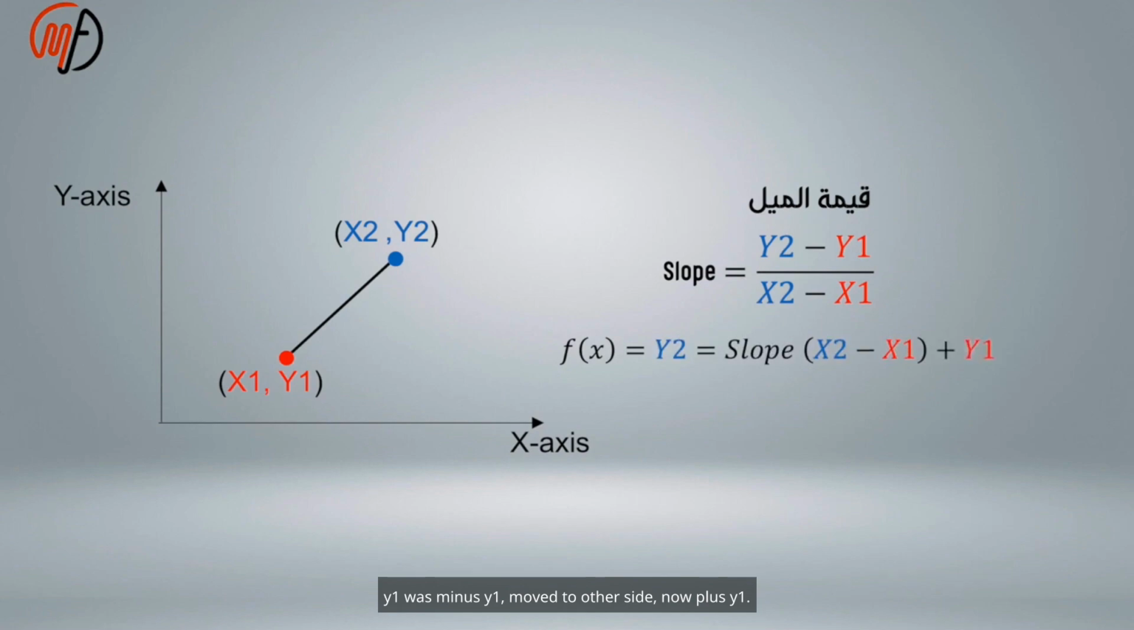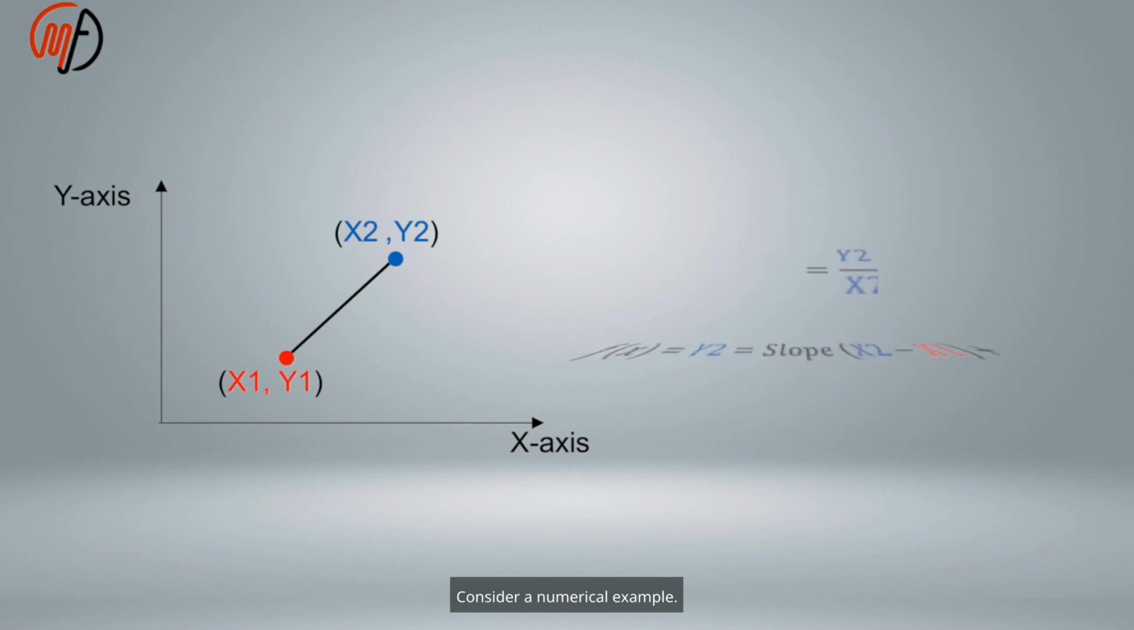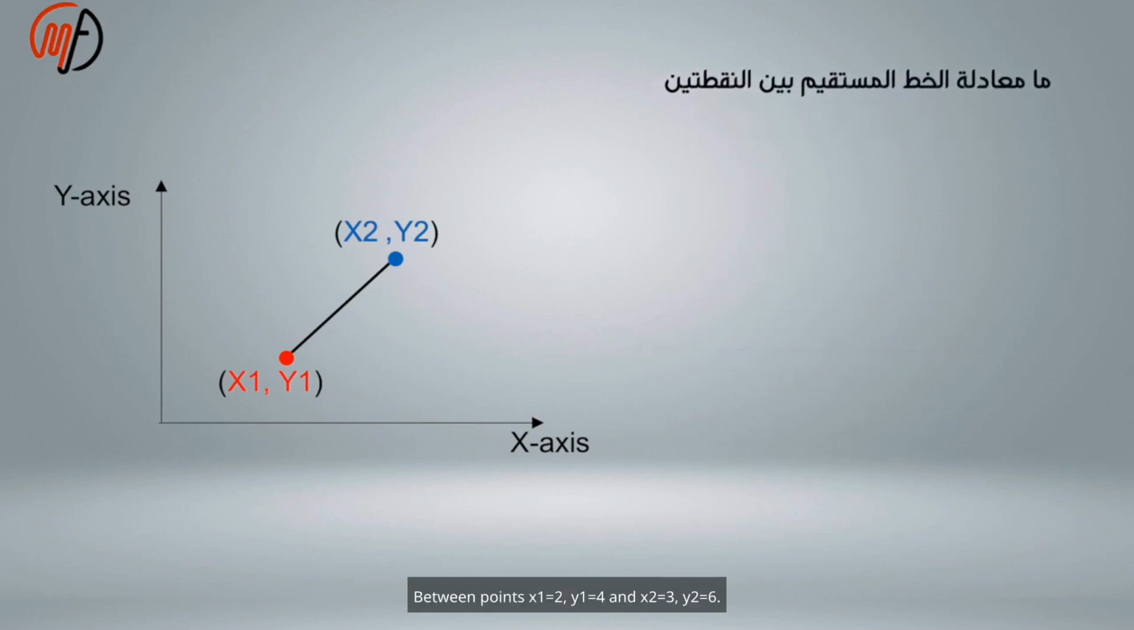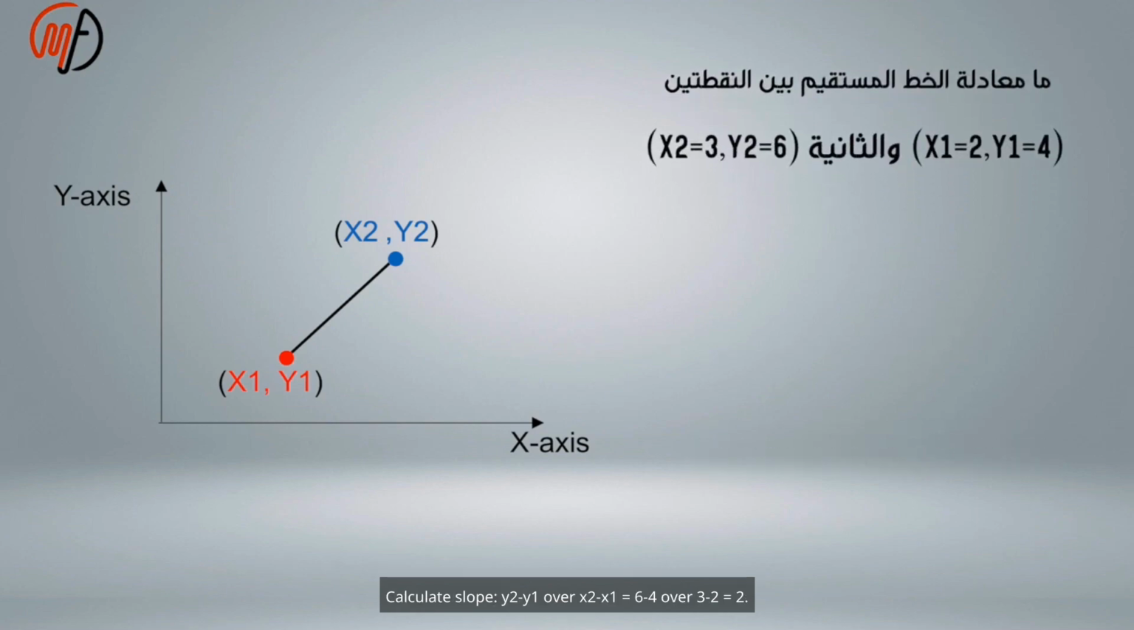Consider a numerical example. Between points x1 equals 2, y1 equals 4, and x2 equals 3, y2 equals 6. Calculate the slope: y2 minus y1 over x2 minus x1 equals 6 minus 4 over 3 minus 2, which equals 2.